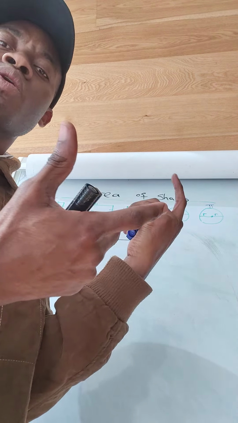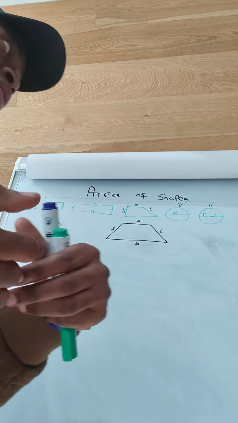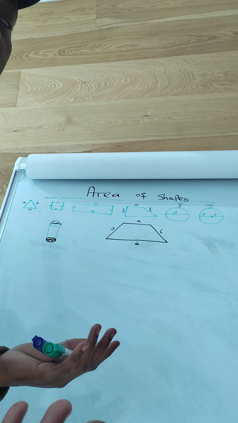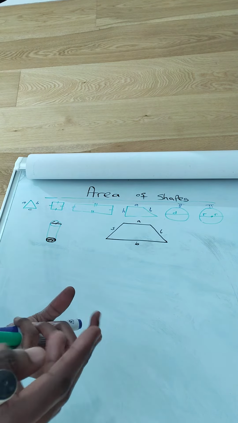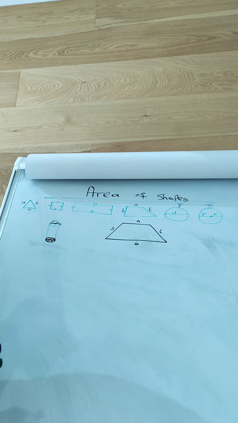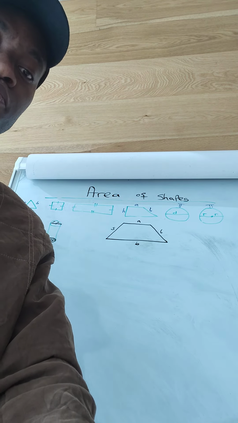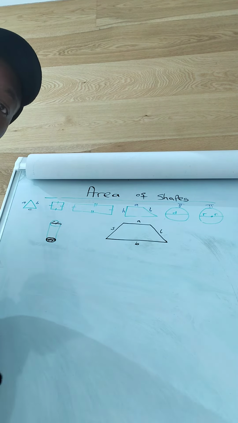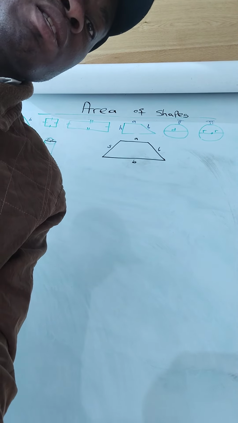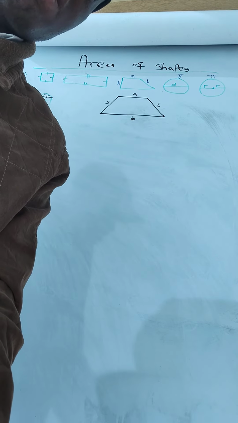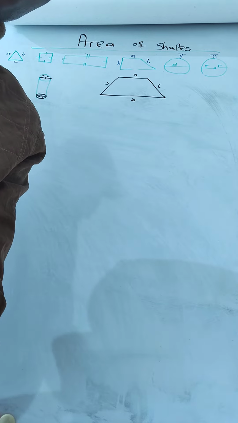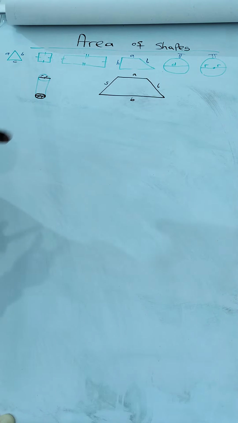So under area, what are you supposed to know? The first thing you are supposed to know is how to draw shapes. You must know the different types of shape before you can find the formula of their areas. And the other things that are very vital to know under area are two things.